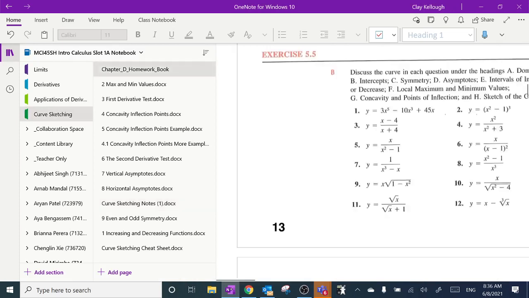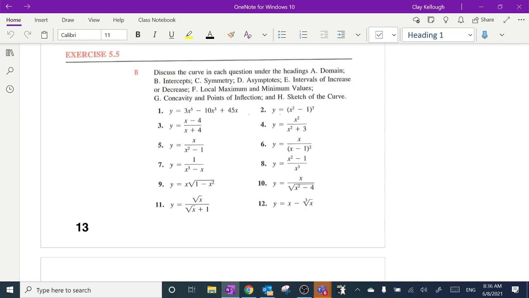So the workbook does it in the order of domain first, then intercepts, then check to see if it's odd or even. Then look for asymptotes. Then the part that we started with: do your intervals of increase or decrease using critical values. Then use that to decide if you have local maximums or local minimums. Then use your second derivative. Remember, there is a second derivative test for local maxes and mins. I didn't bother using it in the two examples today, but if you'd like to, you can. You have more than one tool in your toolbox. Then there is the concavity, points of inflection, and then finally H is give me a sketch.